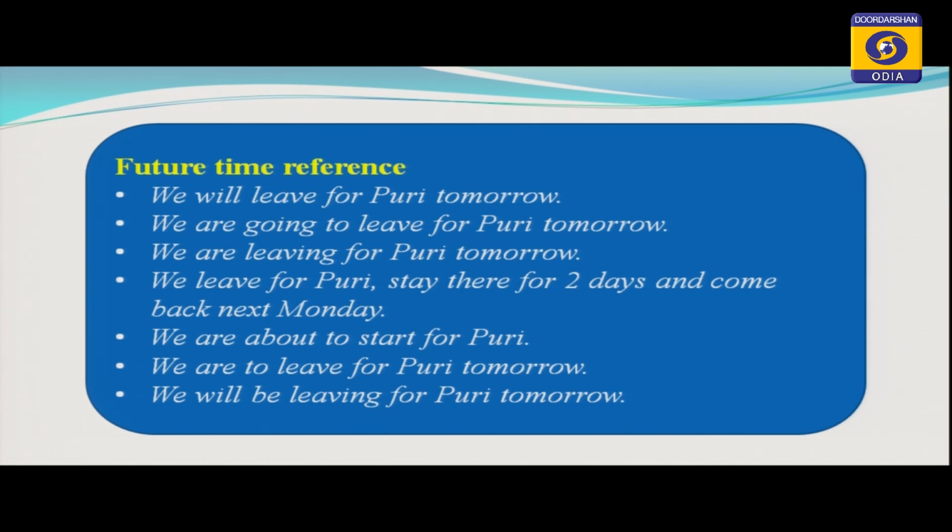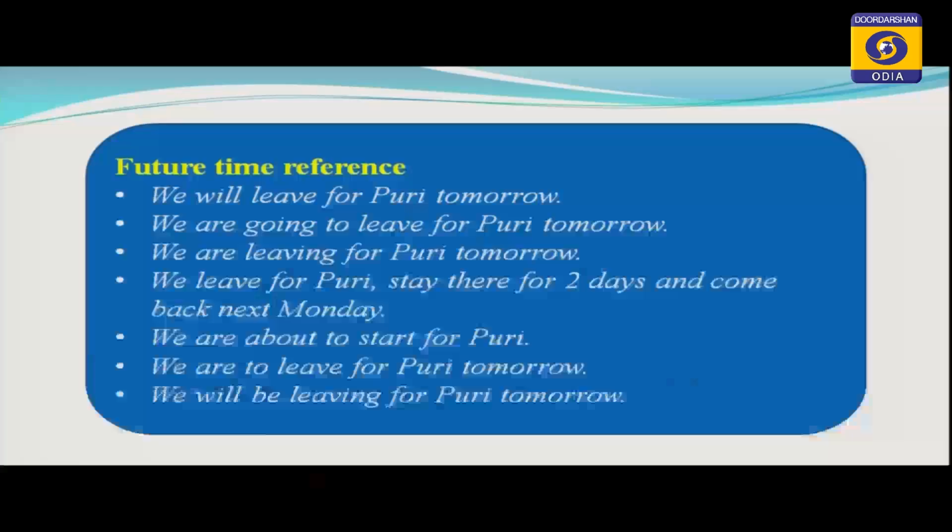So you find that in "We'll leave for Puri tomorrow", you have used the modal will to refer to future time. In the second sentence, "we are going to leave", it is going to plus verb. Now, be going to you can use when you have an intention to go to Puri tomorrow. "We are leaving for Puri tomorrow" expresses that you have a plan, a program to go to Puri. We leave for Puri tomorrow. We stay there for 2 days and come back next Monday.